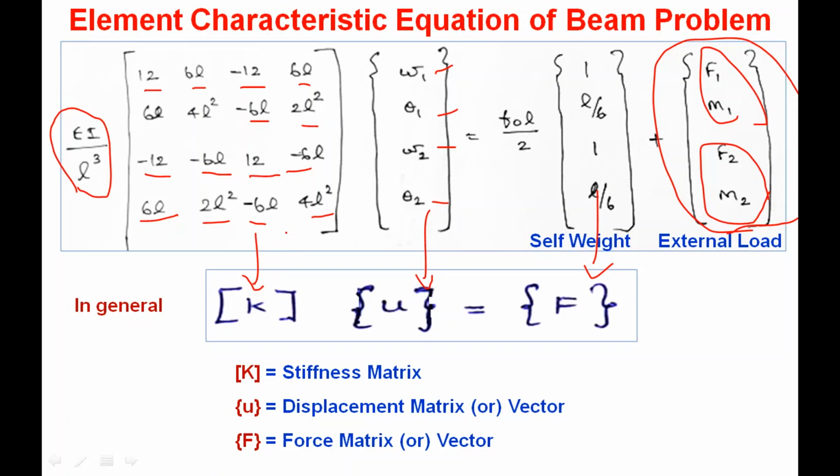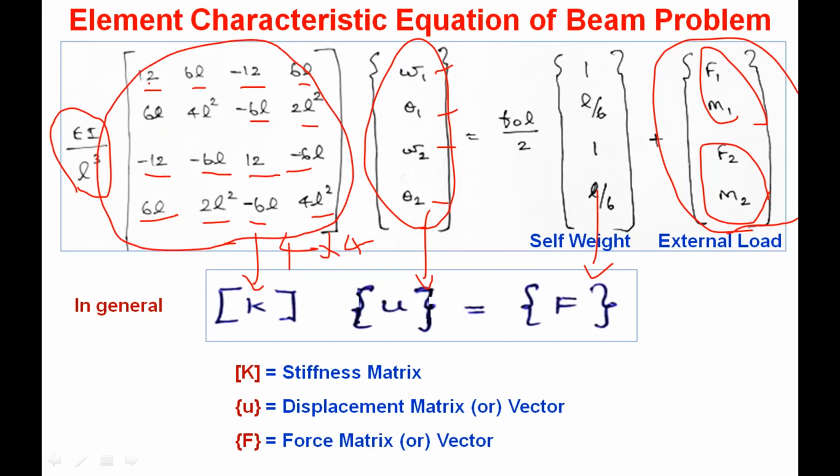Your stiffness matrix size will be a 4 by 4 matrix. Why are we getting 4 by 4? Because the total degree of freedom for the beam element is 4. So W1, theta 1, W2, theta 2. That is why we are getting a 4 by 4 matrix. And the force matrix is also a 4 by 1 matrix. And if you see the stiffness matrix, the properties are, it is a square matrix and a symmetrical matrix.